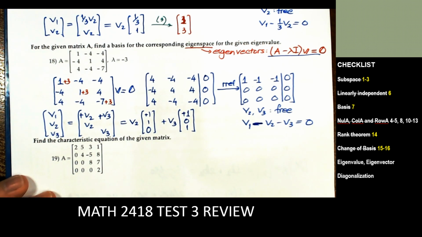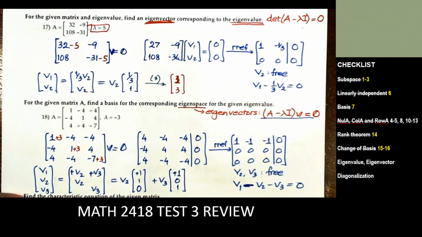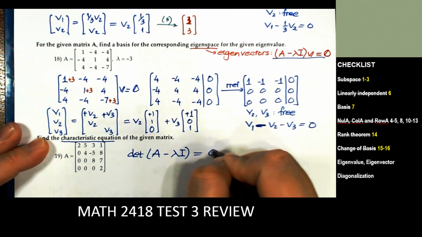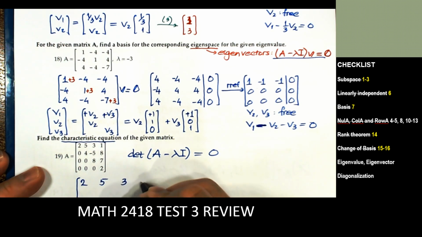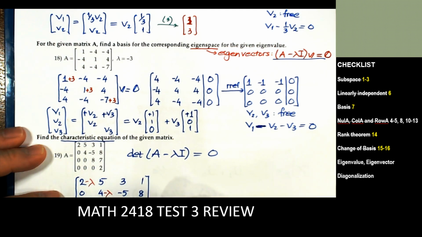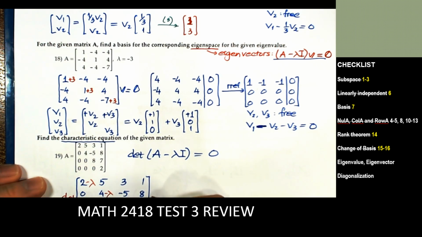Next, find the characteristic equation. The characteristic equation is pretty much this. We're going to solve that, and it will give us the eigenvalues. So the characteristic equation is this. What we do is we just subtract the lambda on the diagonal, and we find the determinant of that matrix equal to 0.